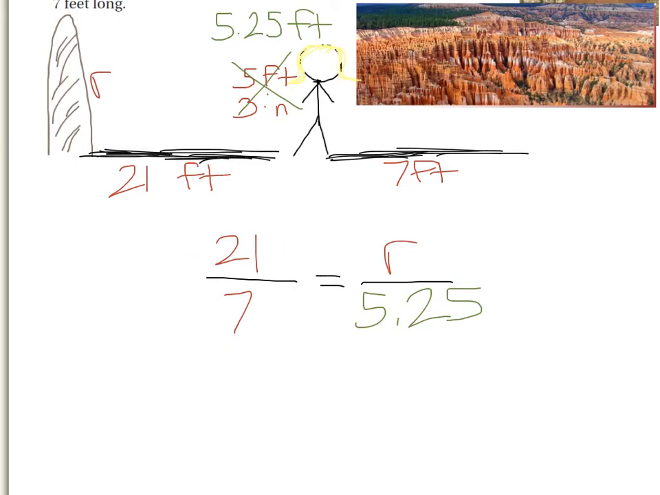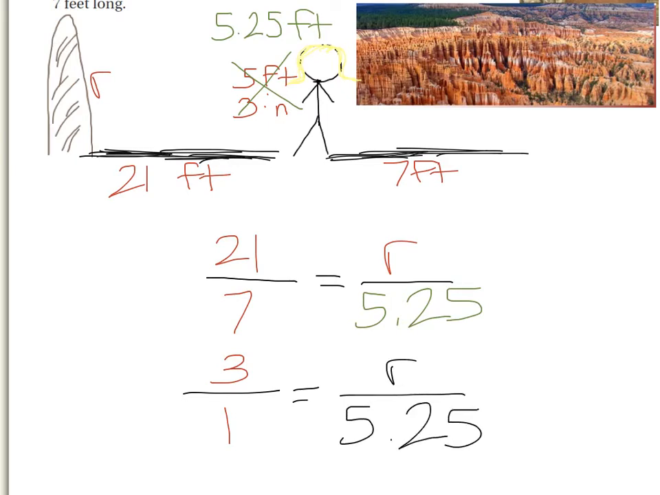That's right. So let's think about this. If I have 21 and I divide it by 7, what do I get? Well, of course, that would be 3. And if I have 7 and I divide that by 7, what would I get there? Well, that would be 1. So 3 over 1 is this exact same thing as 21 over 7. So this is still equal to R over 5.25. And we continue from there.